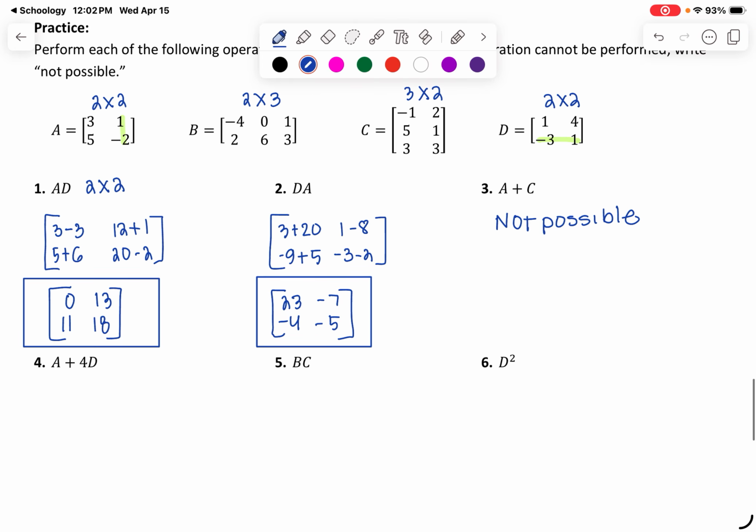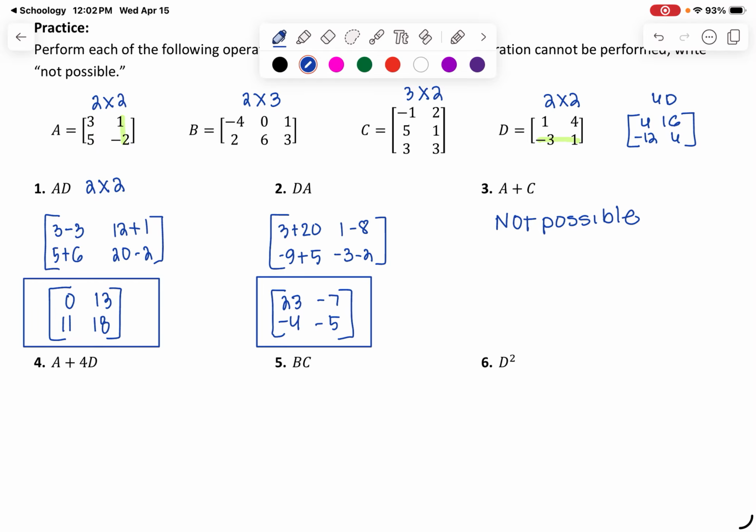All right, next is A plus 4 times D. So I need to multiply D by 4, which I could do in my head, but I'm just going to write it right here. That's 4 multiplied by 4, right? Yeah, 16, and -12 multiplied by 4, which is 4. So this is 4D. Okay, and then I'm going to add A to it.